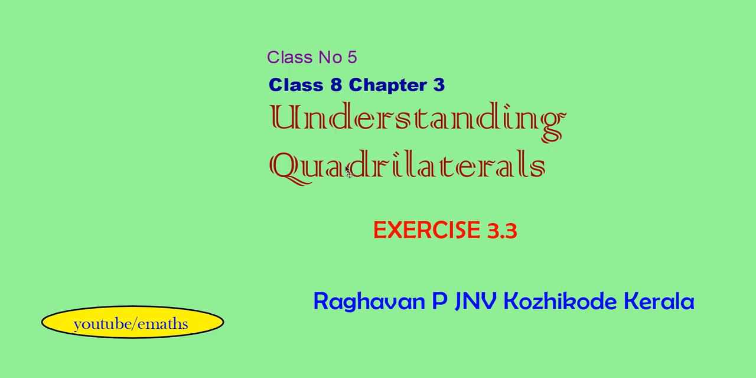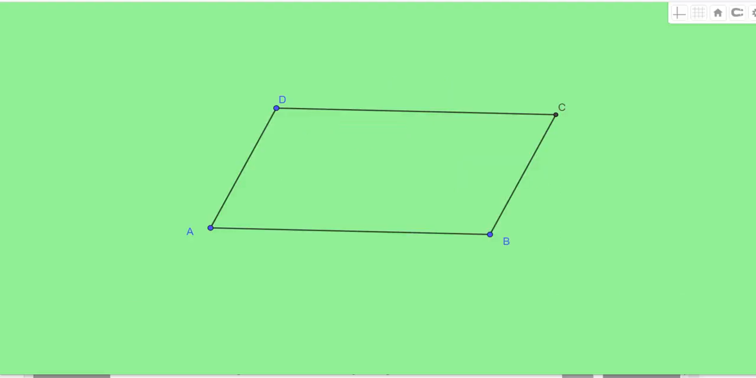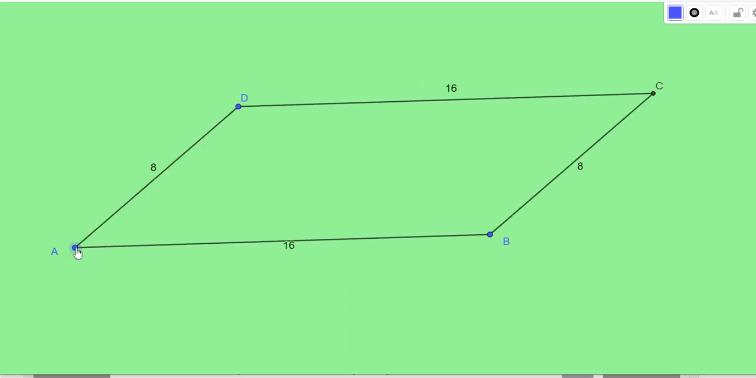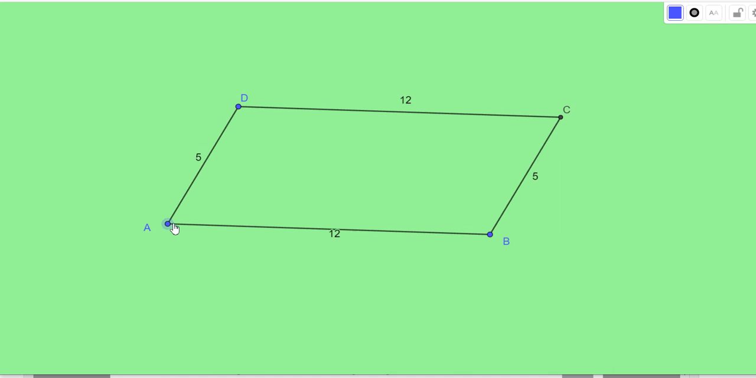Today I am going to discuss exercise 3.3. Before going to the exercise, let us look at the properties of parallelogram once again. In a parallelogram, opposite sides are equal. In all the cases, opposite sides will be equal in a parallelogram.